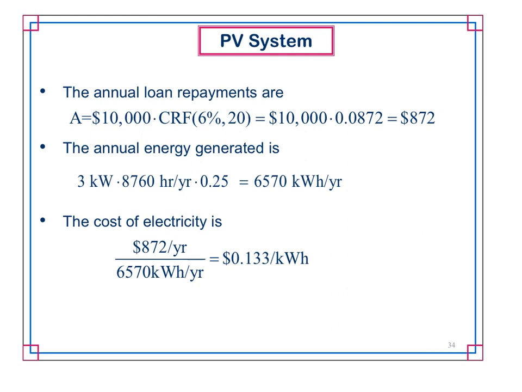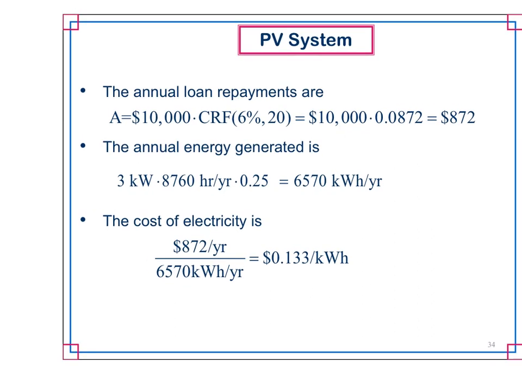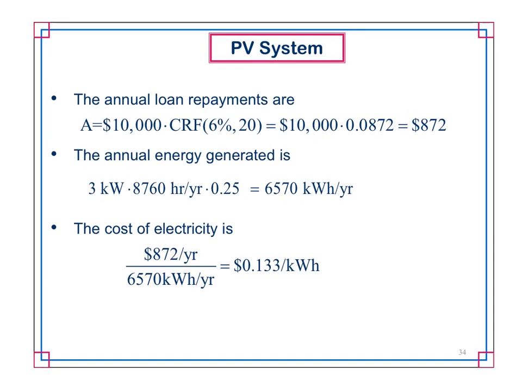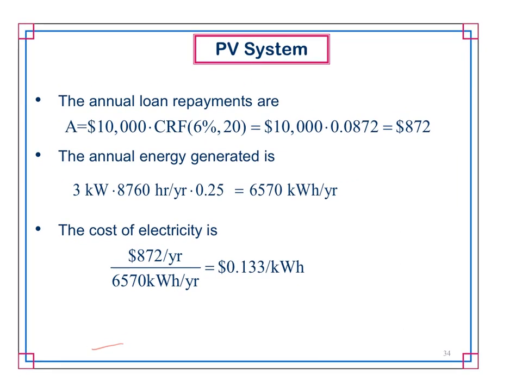$872 is what it's going to cost us to pay it back, but it's going to give us nearly 6,600 kilowatt hours per year. So this is 13.3 cents per kilowatt hour, which is improving by 5 cents, right? You're better than 5 cents for the going rates.